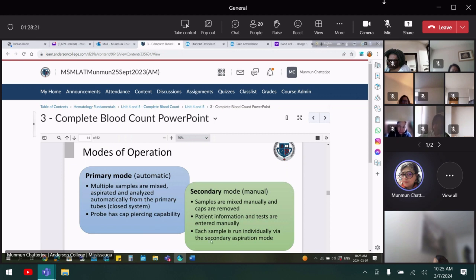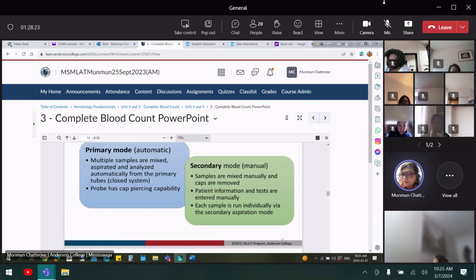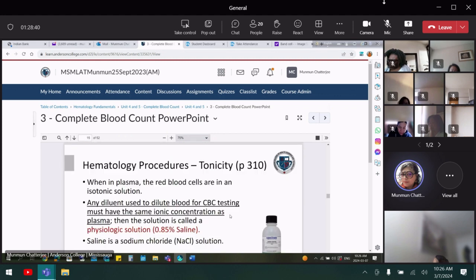Then samples you have to mix manually and caps are removed. Patient information and tests are entered manually into the laboratory information system, either by scanning or typing, and each sample is run individually via the secondary aspiration mode.